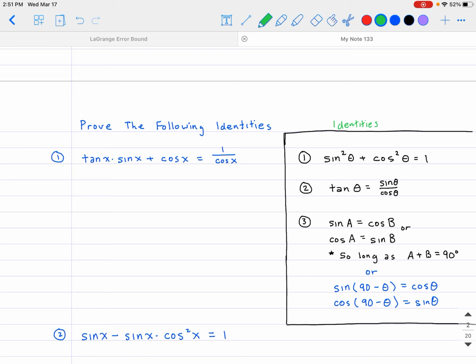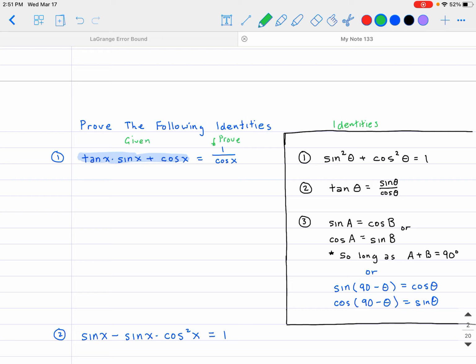In this case, we have the tangent of x multiplied by the sine of x plus the cosine of x, which is supposed to be equal to 1 over cosine of x. In terms of how this works out, you have to treat it as a proof. That means you can only work on one side of the equation to show that it's equal to the other side. The left-hand side is my given, and the right-hand side is what I need to prove.